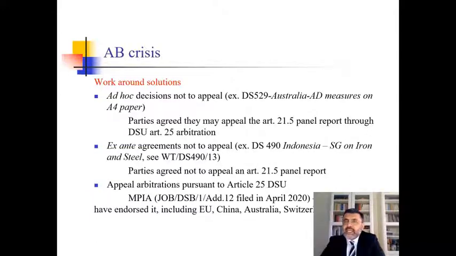So again, the MPIA is an alternative appeal mechanism, an interim appeal mechanism proposed by the EU, endorsed by another 24 members of the WTO, which is based on the arbitration provision of Article 25 of the DSU. And in terms of its contents, it embodies a mechanism that very much resembles the old appeal mechanism.